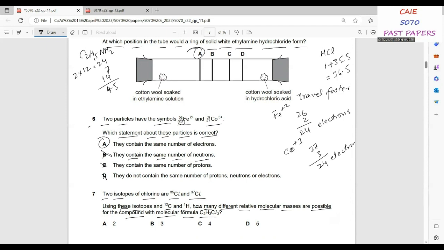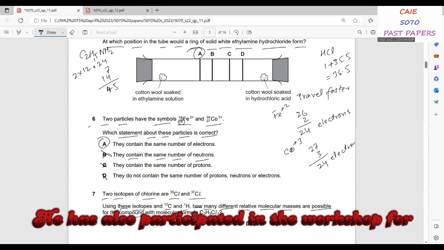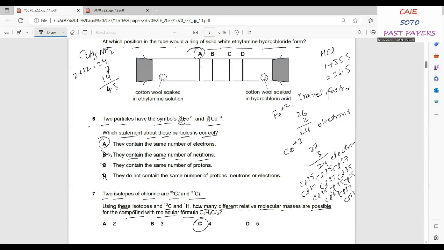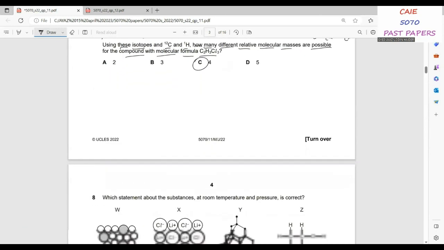We have Cl35, Cl35, Cl37, or we have Cl37, Cl37, Cl35. Third possibility will be all chlorine of Cl35. Fourth possibility will be all chlorine of Cl37. So we have C as the right answer for this question.